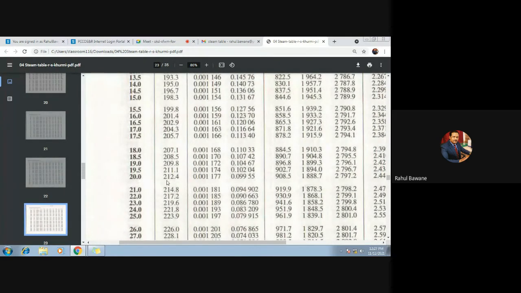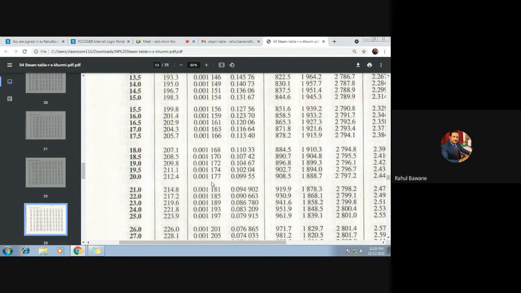First column belongs to temperature. So at 20 bar pressure, what is the boiling temperature or saturation temperature? It is 212.4. That means this is the constant temperature where phase change takes place. So as I said earlier, at 1 atmospheric pressure, the boiling temperature of water is 100 degrees centigrade. But at 20 bar, 212.4 degrees centigrade is the boiling temperature.